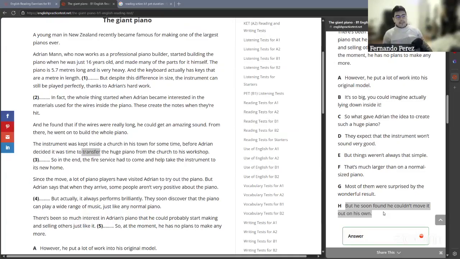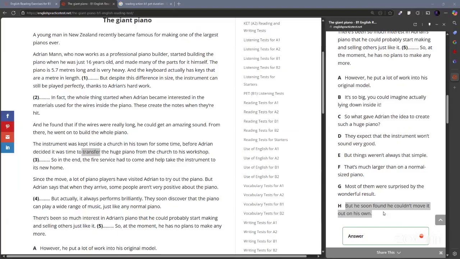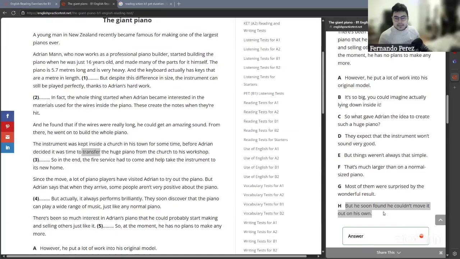Oh, the letter H is the only option that is talking about moving the piano. That's the only one that is talking about movement. So I think this is the easy one. The difficult ones are the ones where you need to pay attention to the connectors. Letter number 1 was super difficult.